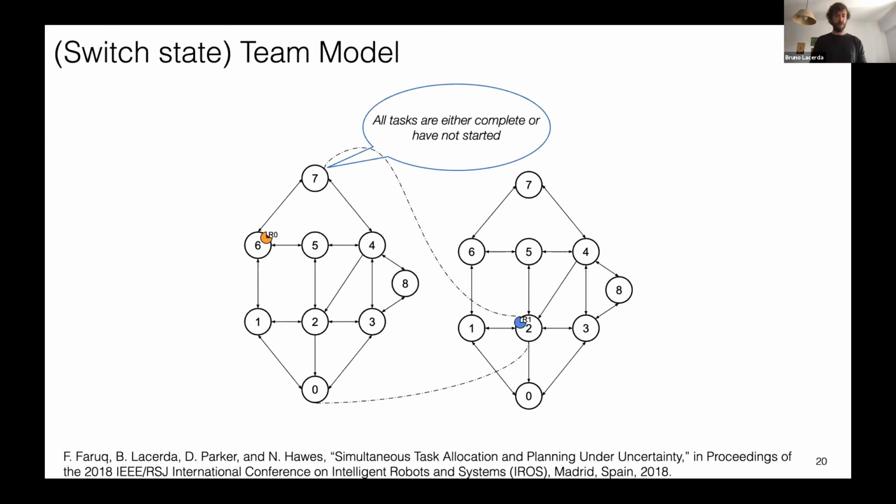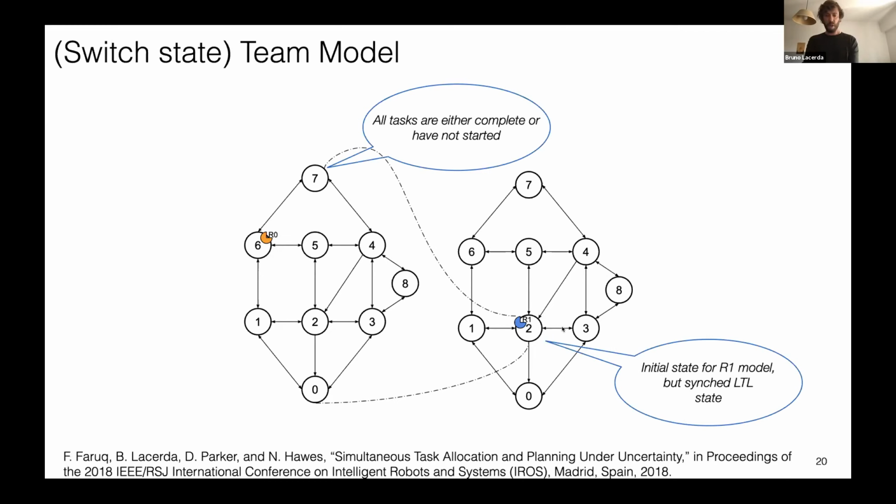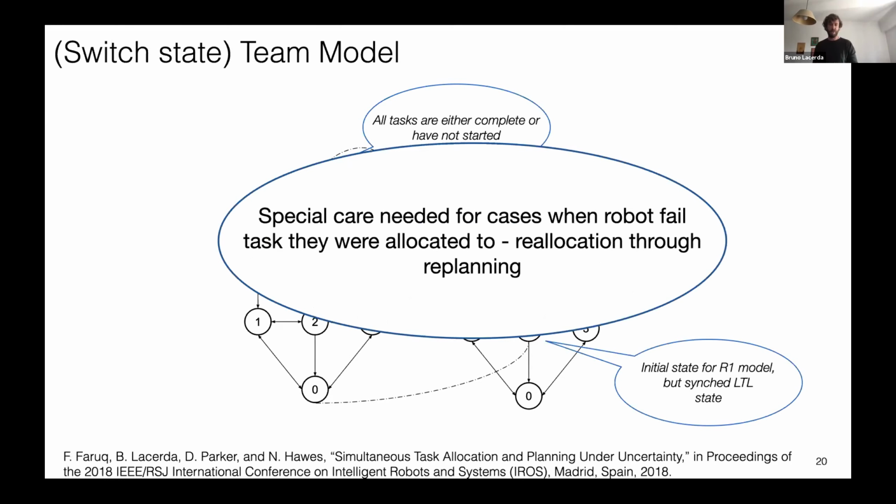We need to be smart about where these states to pass the bucket are. They need to be states for which you either have completed the task or have not started the task at all. You also need to be smart in the way you sync the state of the system, representing how much of the mission has been achieved, between robots when you pass between them. You build a sequential model that we call a team model, and you can do standard planning for this model. There is extra stuff that needs to be taken into account when robots fail to achieve tasks that were allocated to them. In that case, we need to do reallocation through replanning. I'm not going to get into details on that, but that's a big part of our solution to this problem too. You have the paper reference at the bottom if you are interested in seeing that.